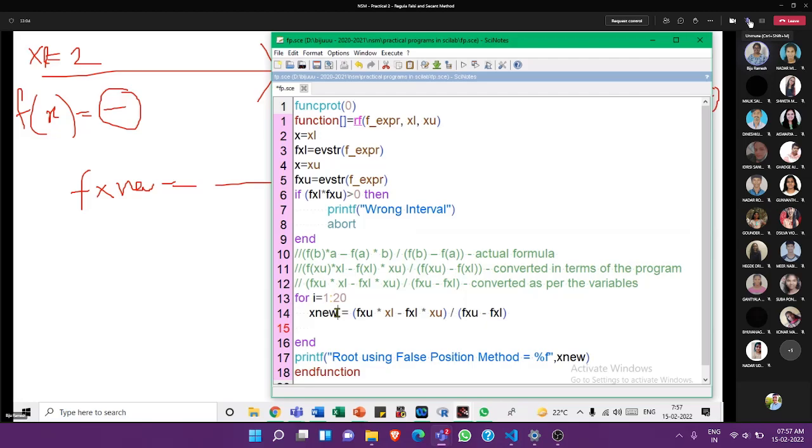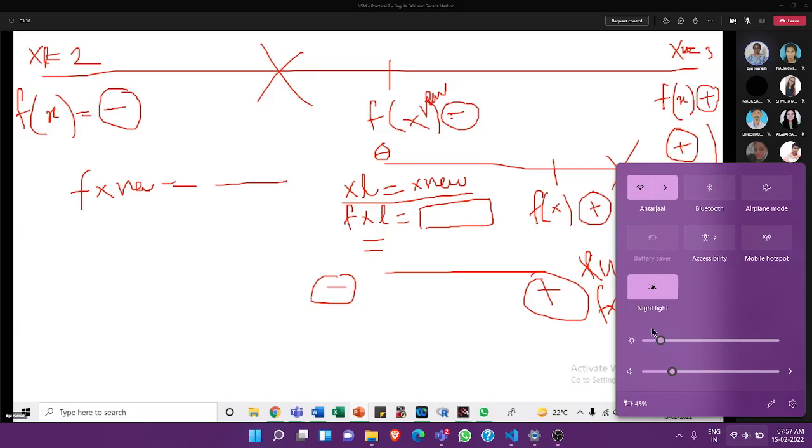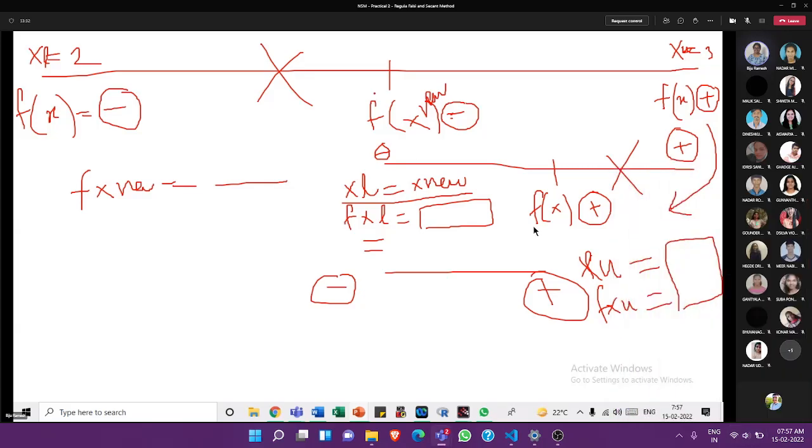So when we calculate the new root, this fxu or fxl is changing, is it not? As you're seeing here. So here you will have something new over here, but this will be the same. There is no change. But suppose you have a positive value here, then again xu will change and fxu will change. So at this place fxl and fxu will change. And if fxu is negative, then xl and fxl will change.